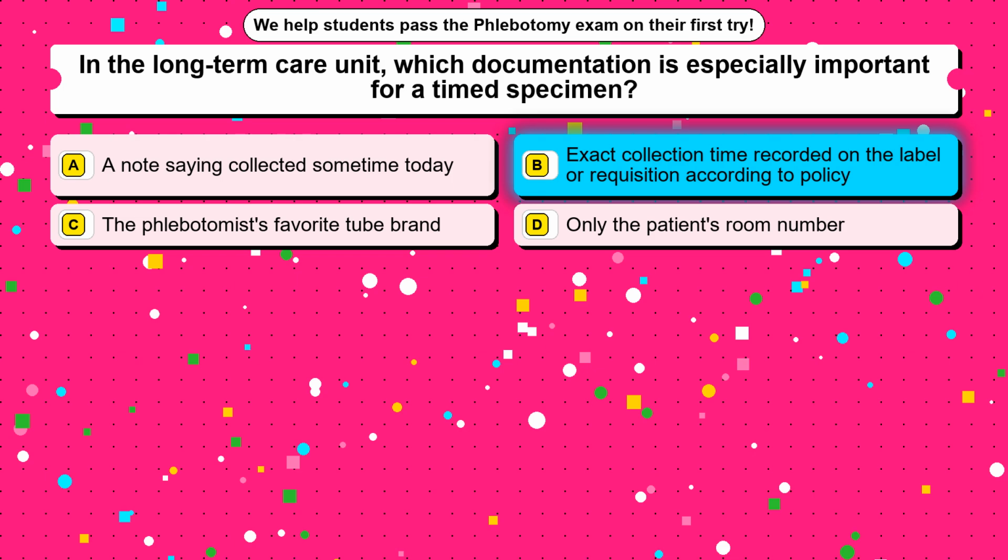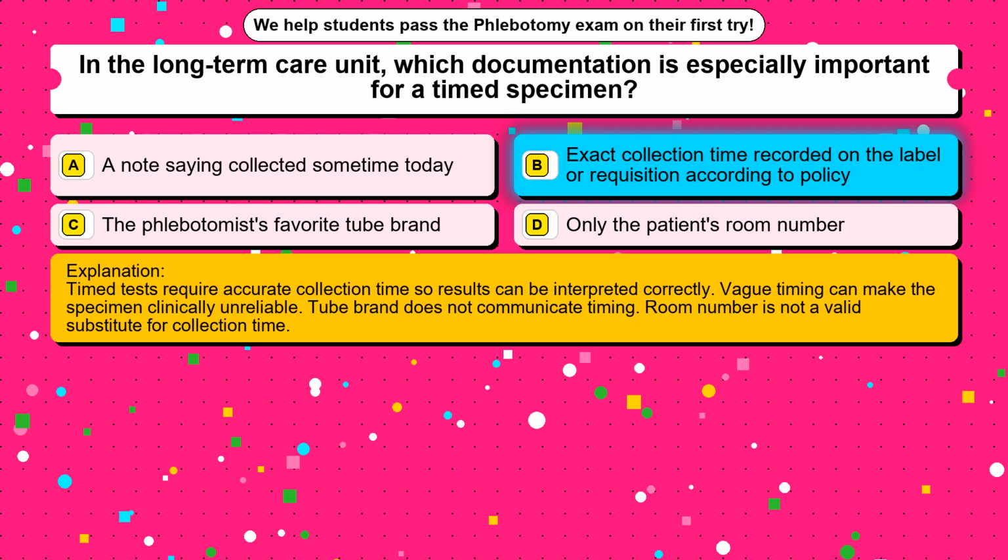Exact collection time recorded on the label or requisition according to policy. Timed tests require accurate collection time so results can be interpreted correctly. Vague timing can make the specimen clinically unreliable. Tube brand does not communicate timing. Room number is not a valid substitute for collection time.